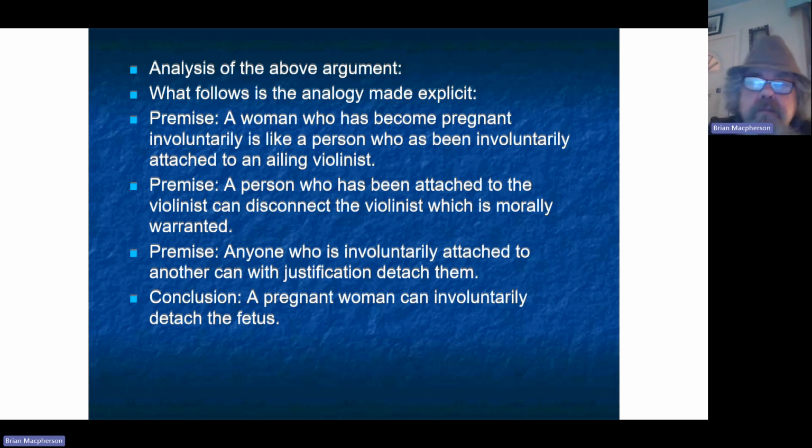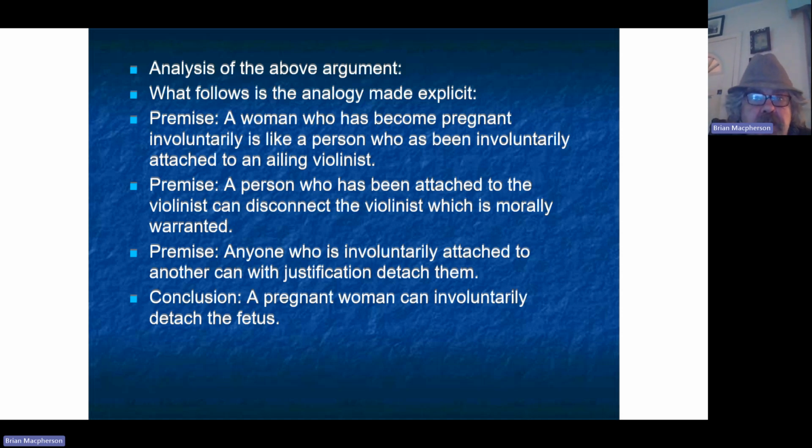So that's an argument that Warren puts forward. It's an analogical argument, and it's against what is called the strong position regarding abortion, that abortion is never warranted because it involves violating a fetus's right to life. And that violating the fetus's right to life is murder. So that's basically the argument that she's trying to critically evaluate using this analogy, right?